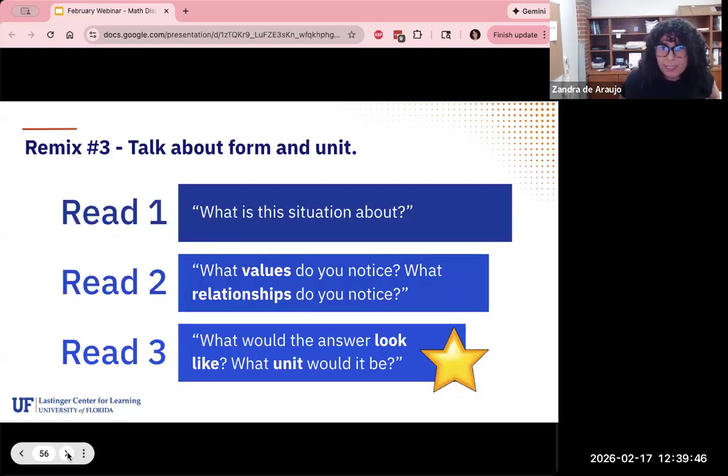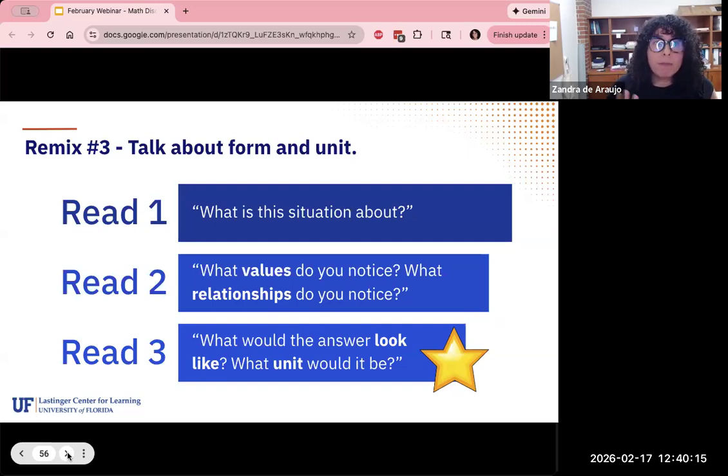The last one is anticipating what the answer will be. So we want students to look at a problem and to say, when I solve this, I think I'm going to get an integer, or I think it's going to be a graph, or I think it's going to be a sentence because I have to explain my thinking with a number. We don't often ask students to anticipate what kind of answer they're going to get or they're aiming for.